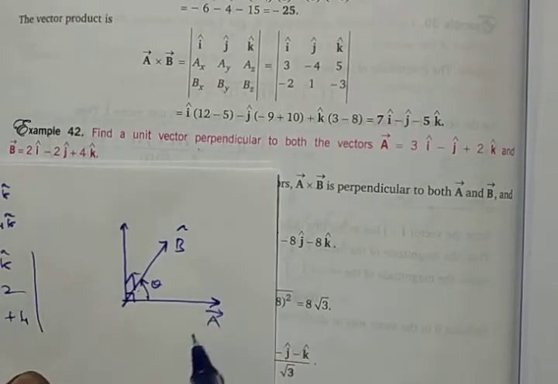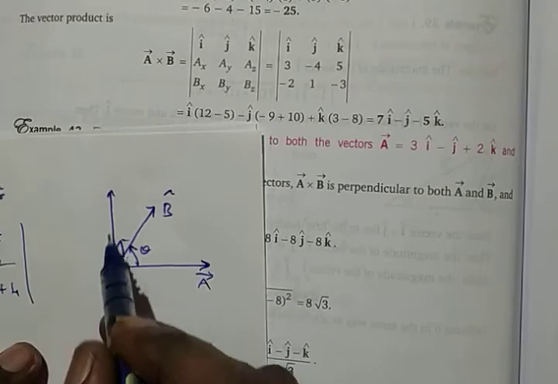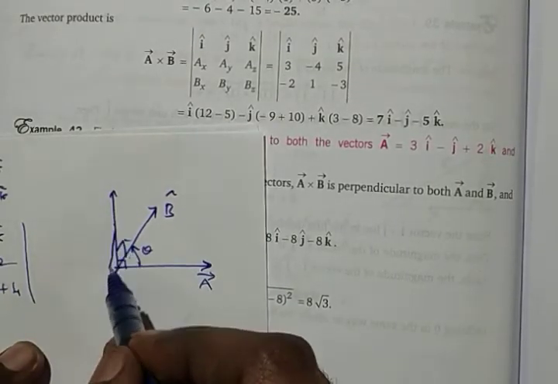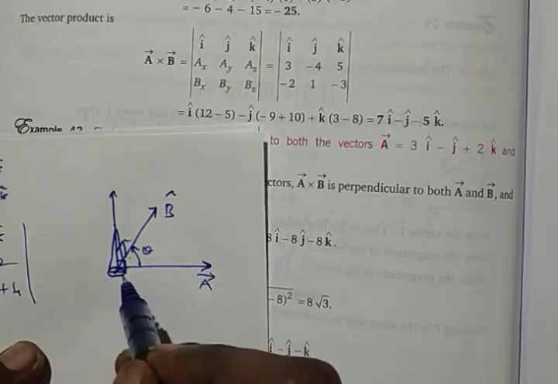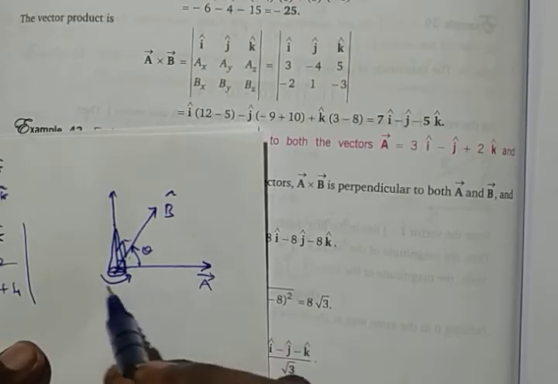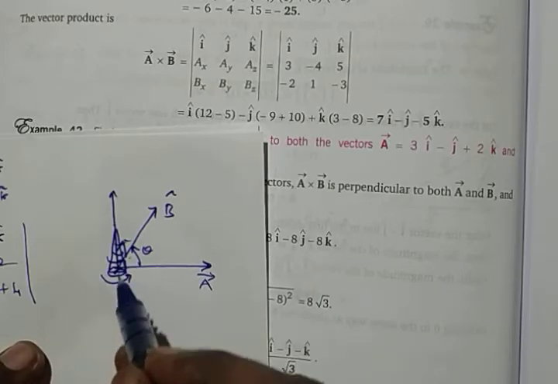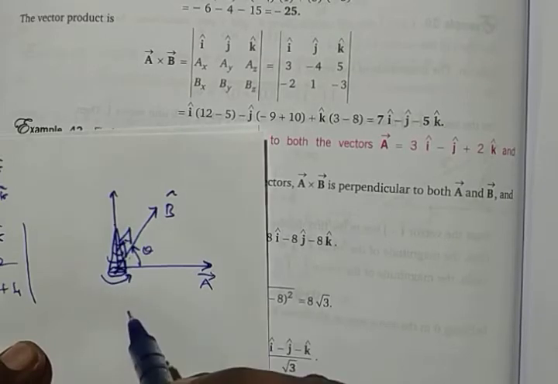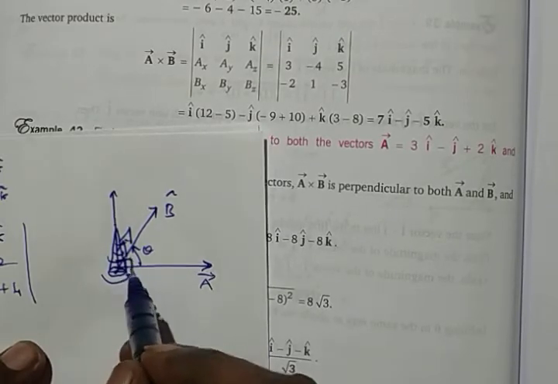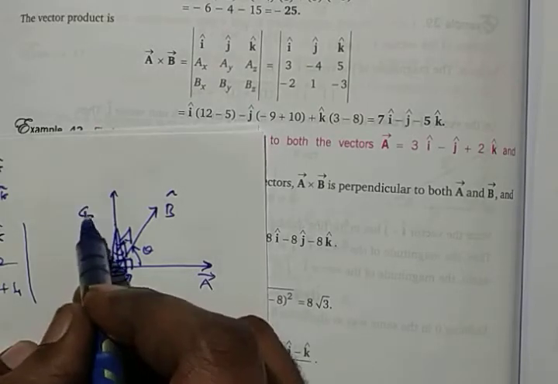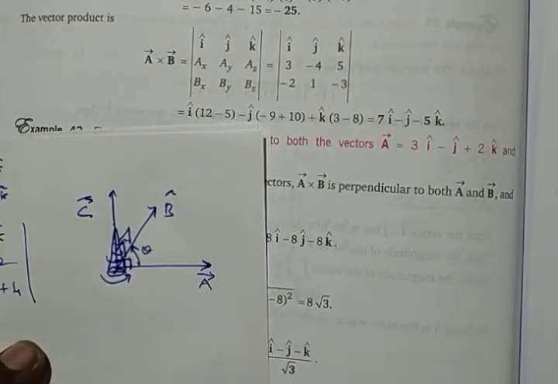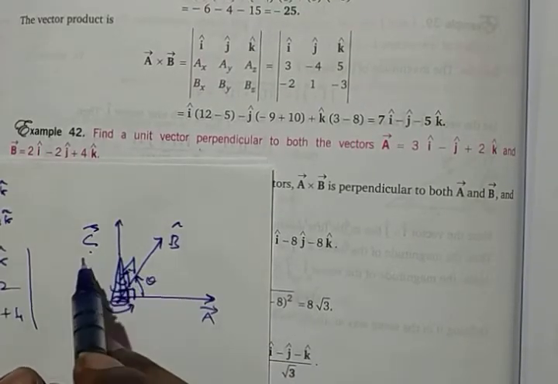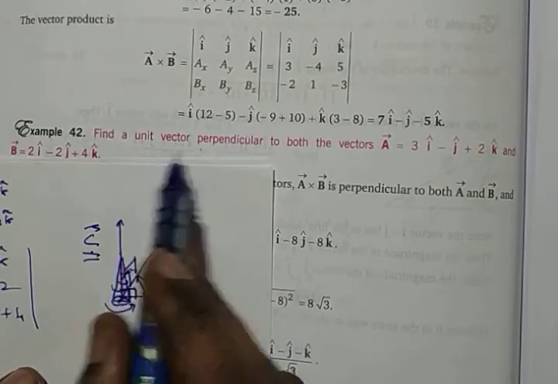Now, when you do the cross product, you will get a final vector which is perpendicular to both A and B, because the screw rule says you need to tighten in this direction. So you will get the tightened one going in this direction. It is perpendicular to B vector and perpendicular to A vector also. So you get a C vector which is perpendicular to both A and B. Now they are asking to find this vector which is perpendicular to A and B, and not only this vector, it should be a unit vector.